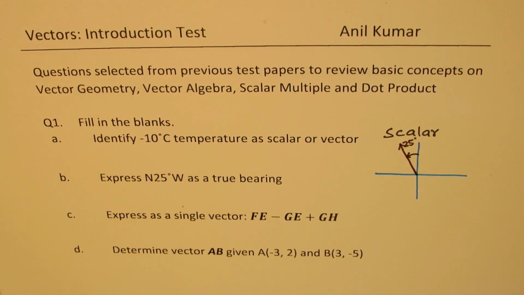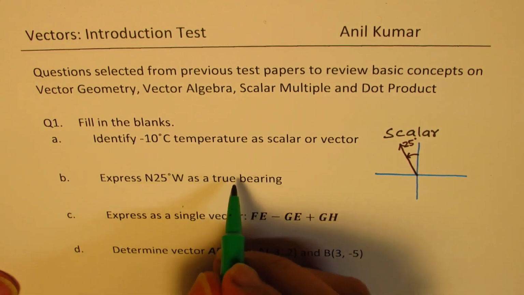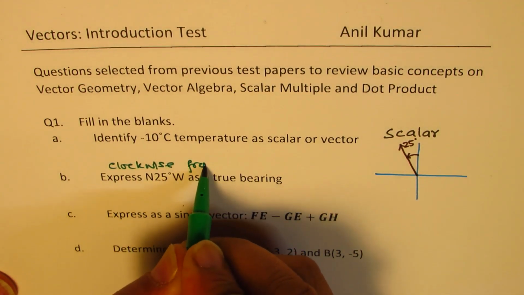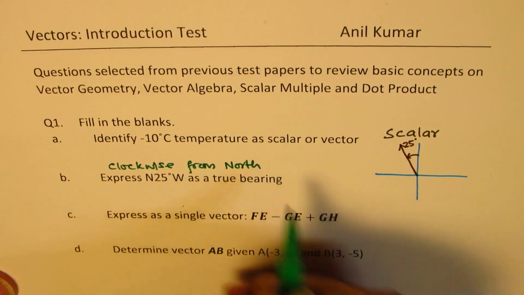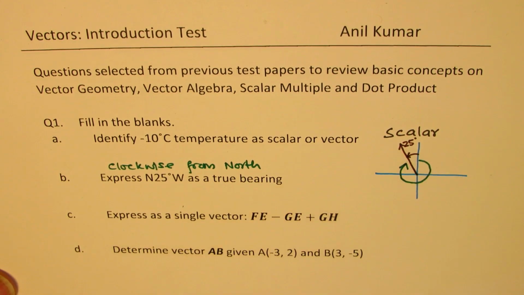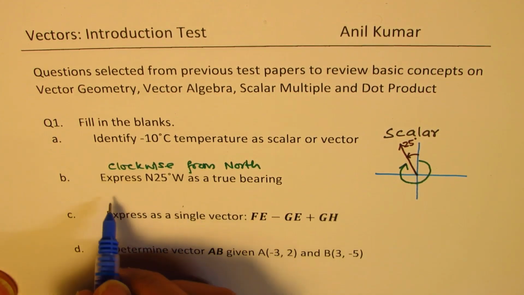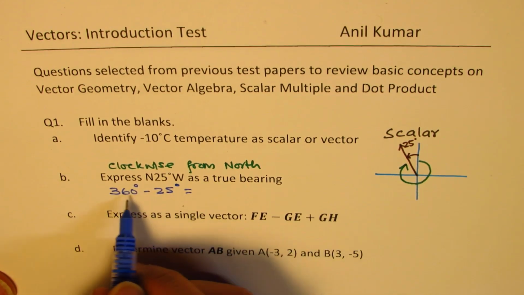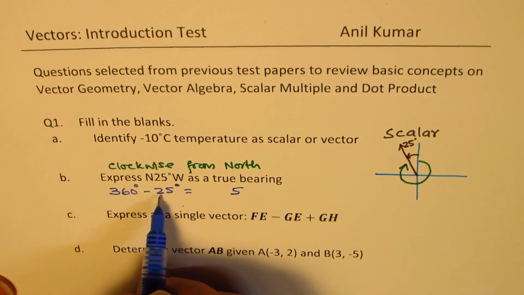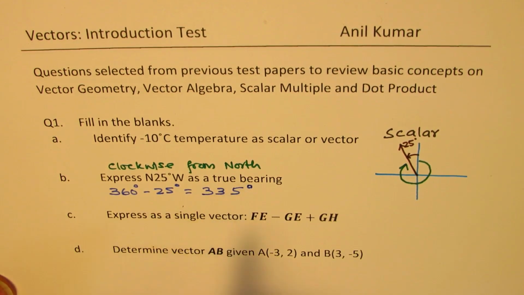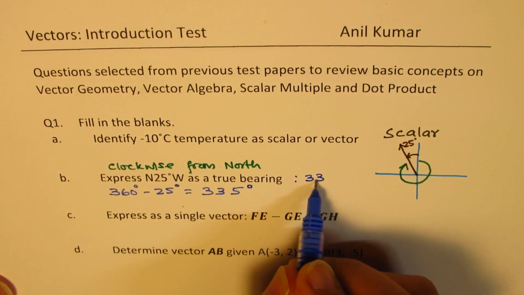What we need to write is the true bearing angle. Now, bearing angles are measured clockwise from north. So that means we are looking into this angle, correct? So that should be 360 minus 25, clear? So it should be 360 degrees minus 25 degrees, right? So that should give you 335 degrees. So that is the true bearing angle, correct? So the true bearing angle is 335 degrees.